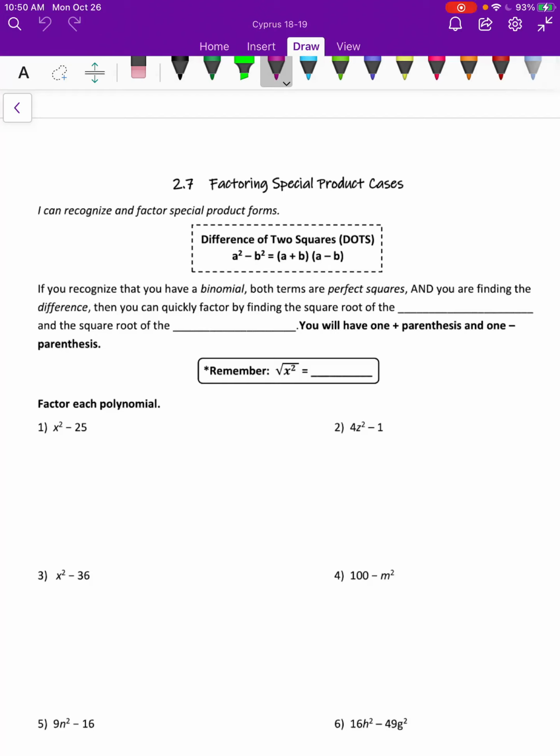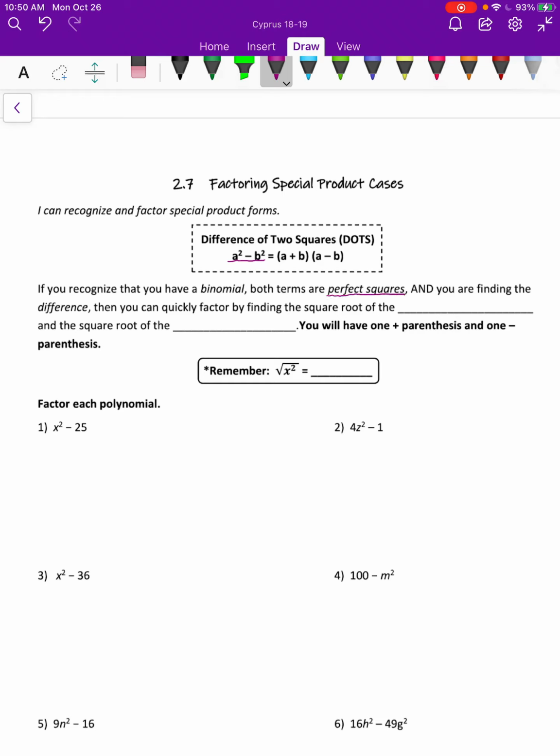Okay, last one for this unit is factoring special product cases, so 2.7. So we are going to recognize and factor special product forms. The first one we're going to talk about is one of my favorites, difference of two squares, or sometimes we just call it dots. It's a dots problem. If you can recognize that you have a binomial, remember a binomial has two terms. So in our example here, a squared minus b squared is a binomial, and both terms are perfect squares.